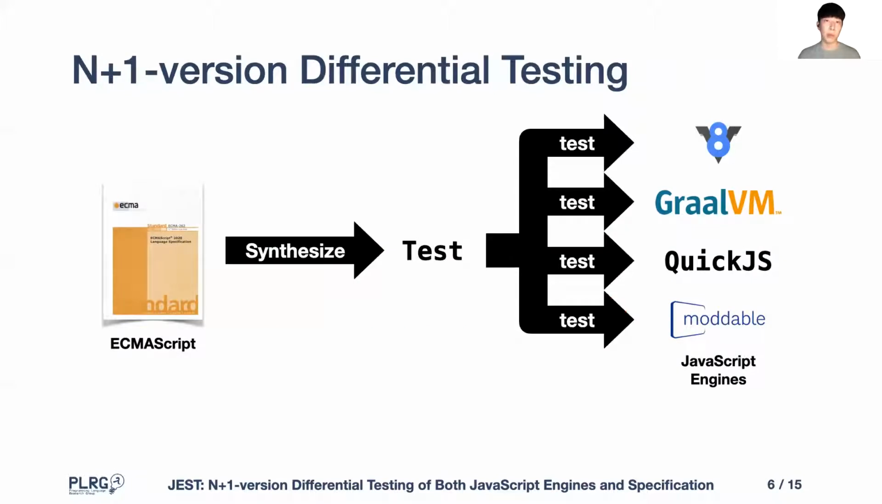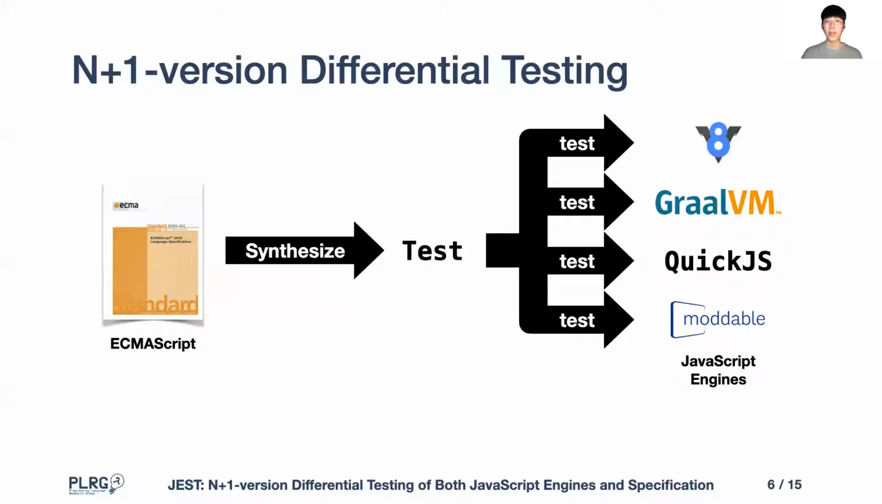To alleviate this problem, we propose a new technique called N+1-Version Differential Testing. While the traditional differential testing utilizes only the cross-referencing oracle between multiple implementations, our approach utilizes and tests not only implementations, but also their specification. Now, I will explain our approach with simple examples.